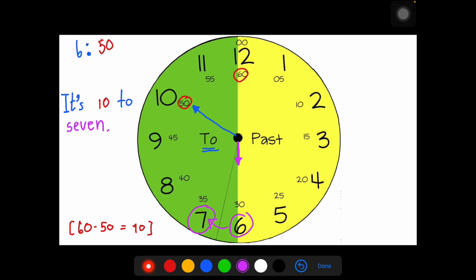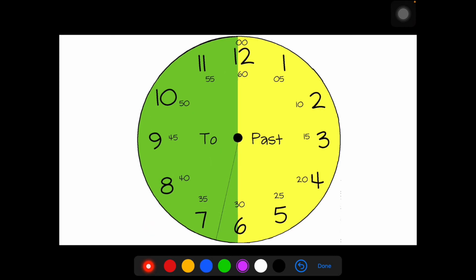Alright, let's try another example. Let's see. If the short indicator is pointing at number 12 and the long indicator is pointing at number 8, like this. So, again, remember the time for number 8. The hour is 12. The minute is 40. 12:40. And now try to tell the time using "to."